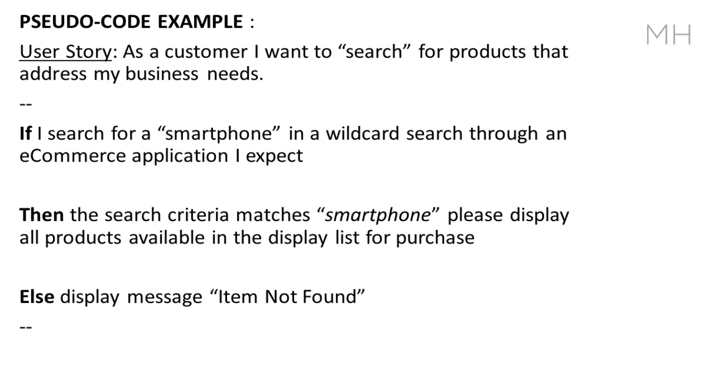If it doesn't find anything, there's an else clause, and that else clause throws up an error saying items not found. Now that's an example that you use for that one user story. You need to write it for all the other user stories.